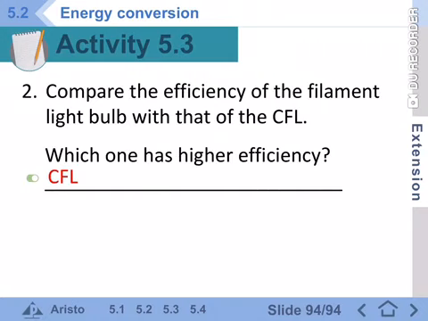Okay, so in here, that comes to the end of the second part of the calculations. In our next lesson, we will talk about 5.3, the heat transfer.